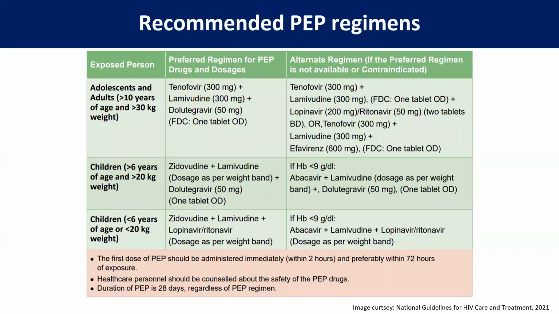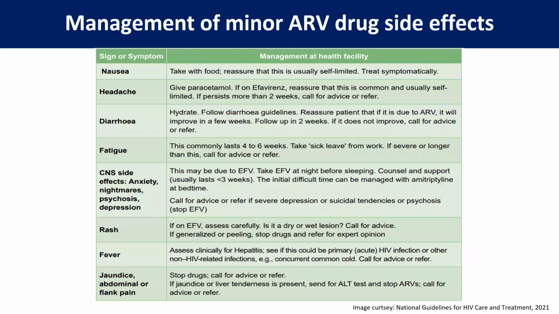So the first dose should be administered immediately, within 2 hours, preferably within 72 hours of exposure. And he should be counseled regarding the duration, and the duration must be 28 days. So whatever the PEP regimen we are giving, the duration is 28 days.